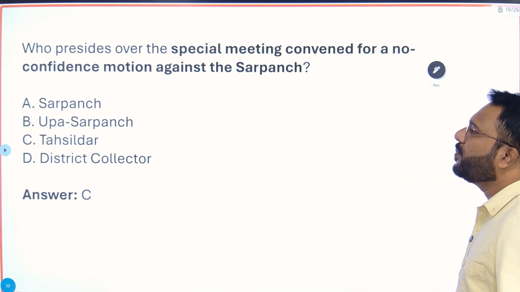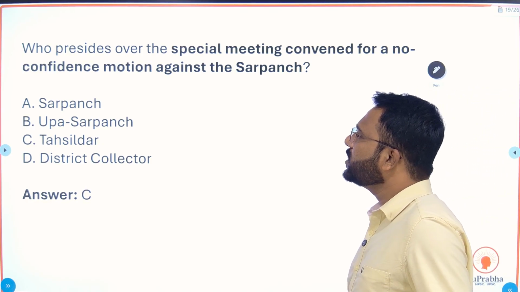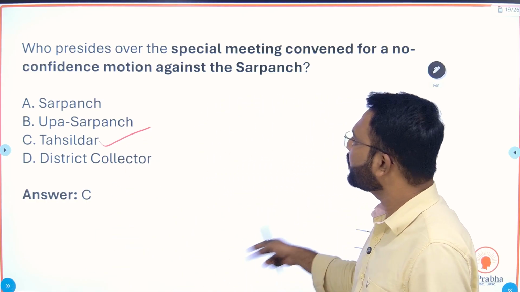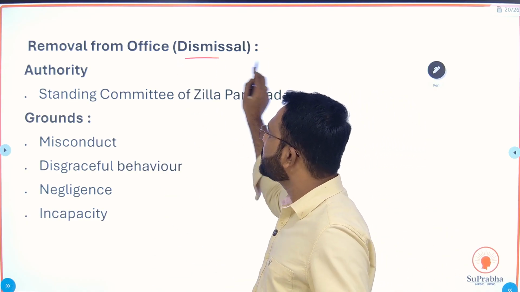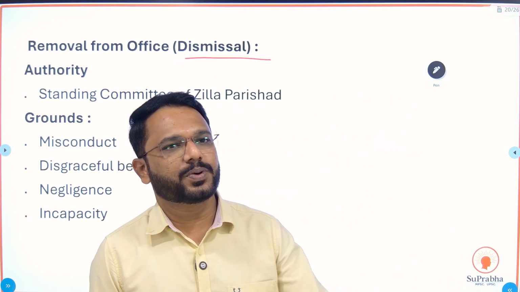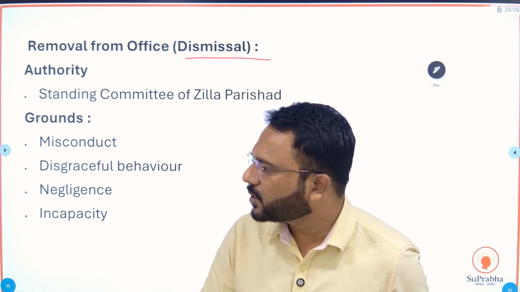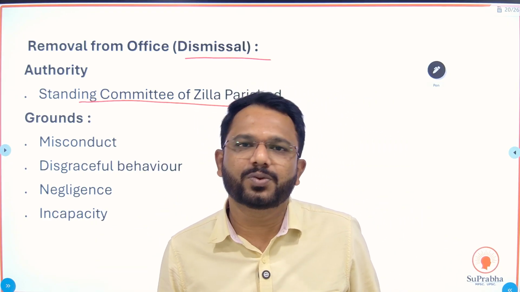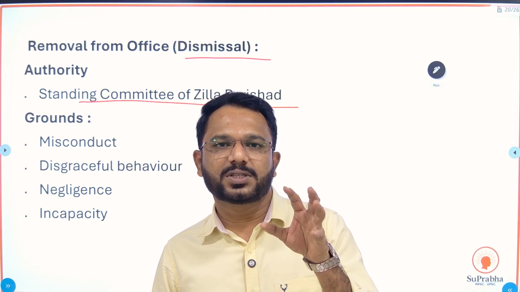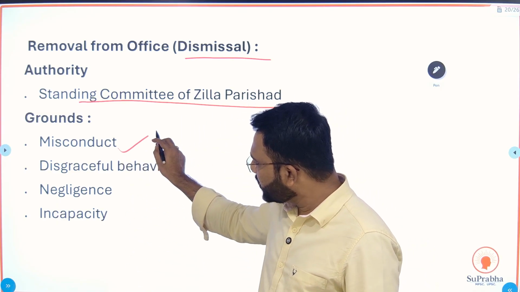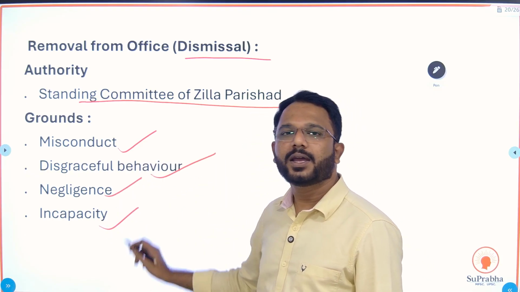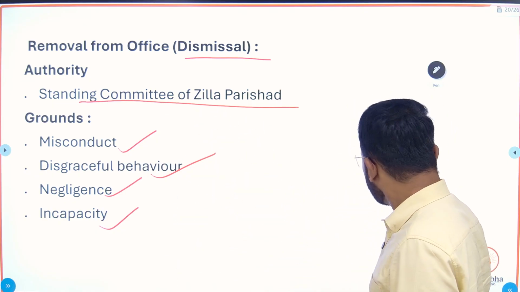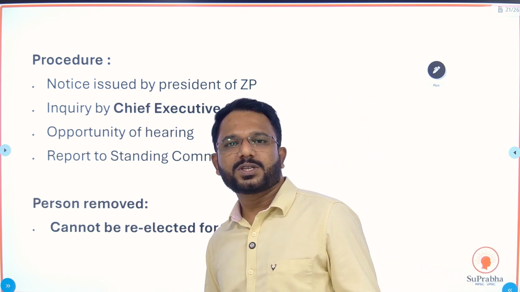Here is the PYQ. Who presides over the special meeting convened for no confidence motion against the Sarpanch? So we have seen that the Tahsildar presides over the meeting. Okay. Removal from office, that is dismissal. So to dismiss a person from a specific post, there should be an authority. Here the authority is the Standing Committee of Jilla Parishad, and this authority will dismiss a person from the post of Sarpanch and Upsarpanch on certain grounds. Okay, and the grounds are misconduct, disgraceful behavior, negligence, and incapacity. Fine. Note these grounds. Also note this authority that is empowered to dismiss the individual.